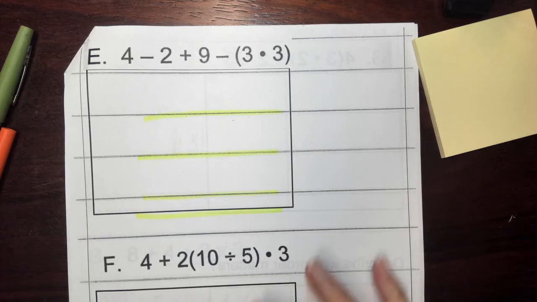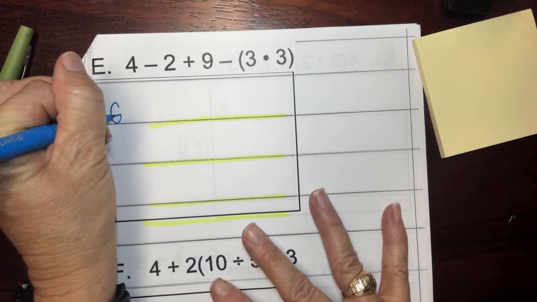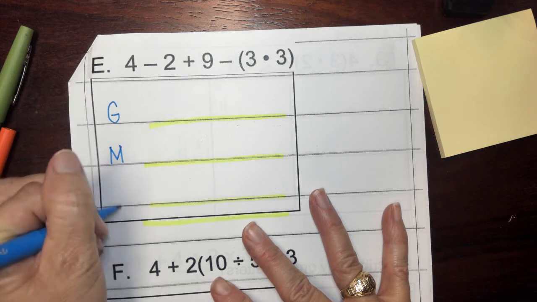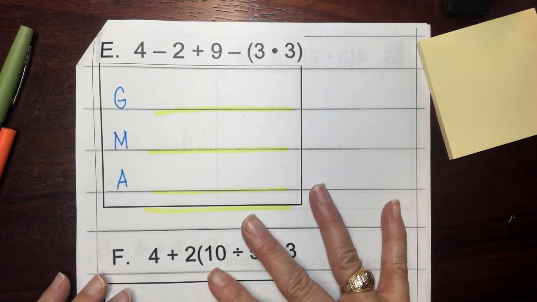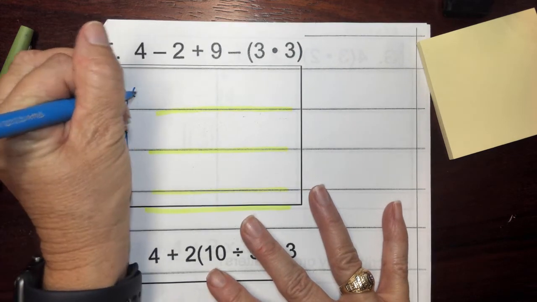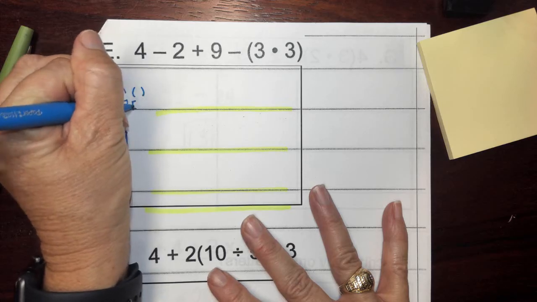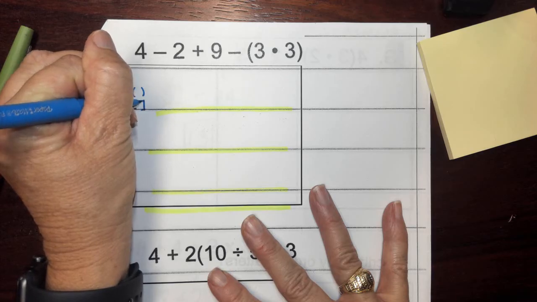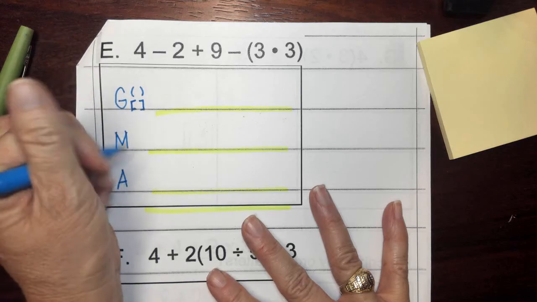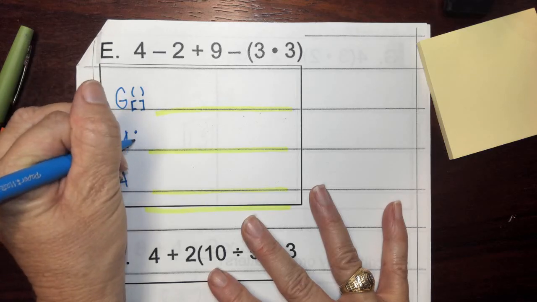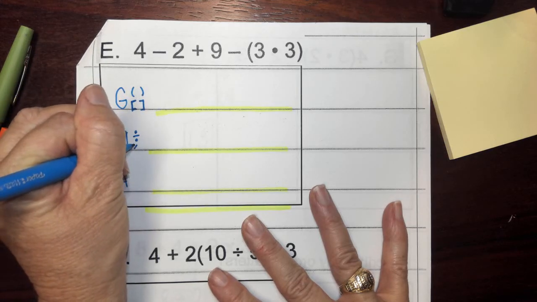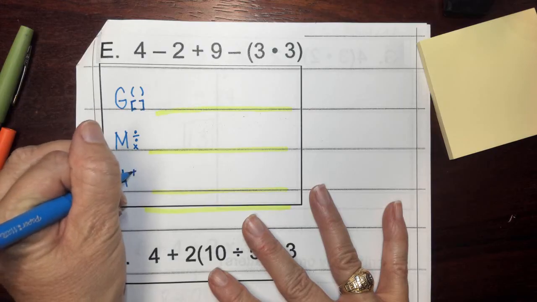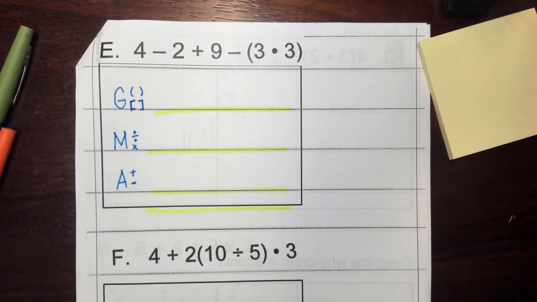And before I get started, I'm going to need to make my plan: G, M, A. So G would be any parentheses or brackets. Those are my grouping symbols. They say solve me first. Multiplicative, multiplying or dividing. And then additive, any adding or subtracting actions. So right now I want you to pause the video, solve, and then come back to check your work against mine.